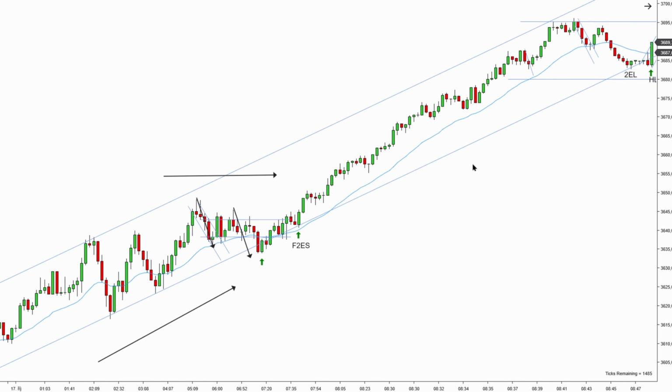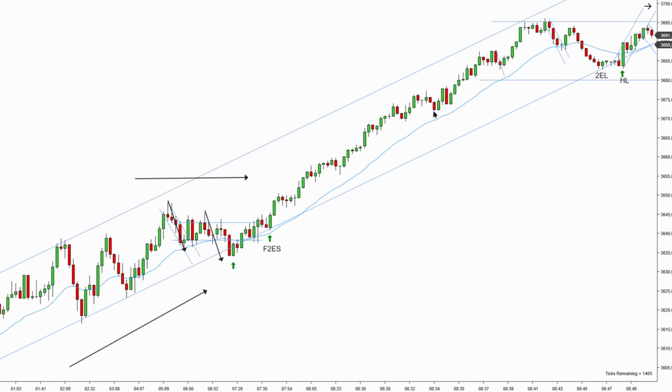which means we are still looking for a two-legged pullback at the EMA, which never came. We just had a bunch of first entries, which never even pulled back close enough to the exponential moving average. So you're really taking entries far away from the EMA.